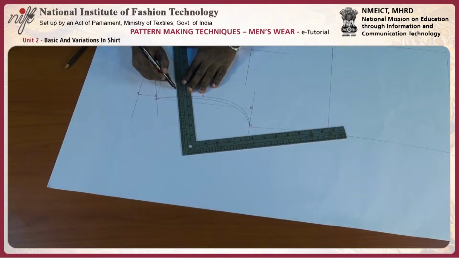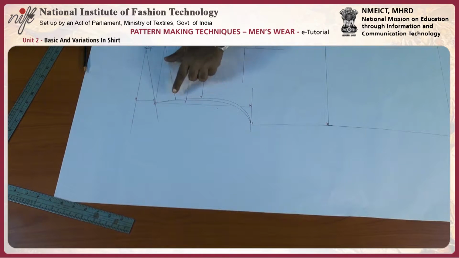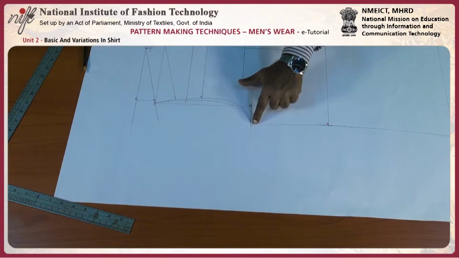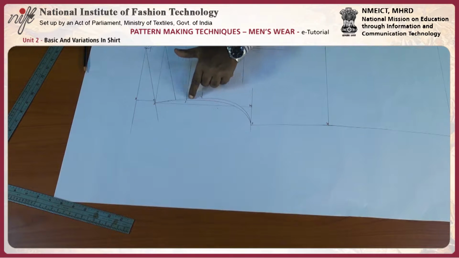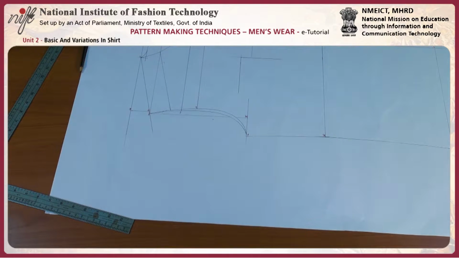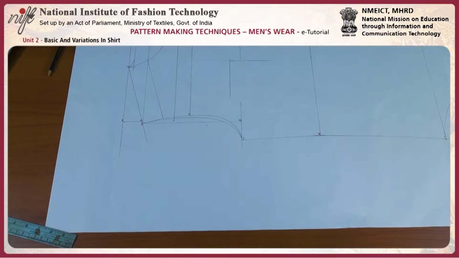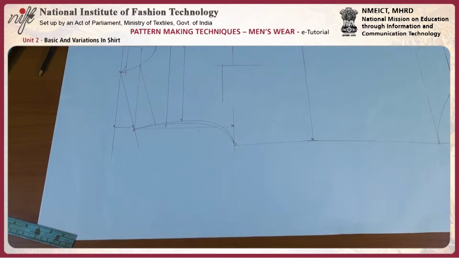Connect to the front neckline and front armhole. The deeper curve represents the front armhole and the less deep armhole represents the back. With this, step 5 is through.